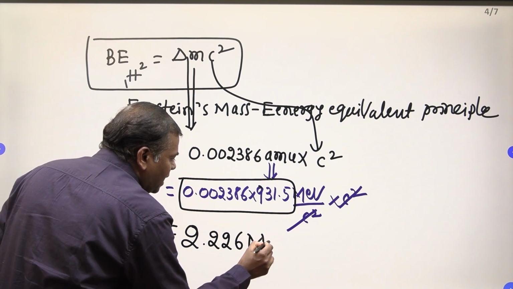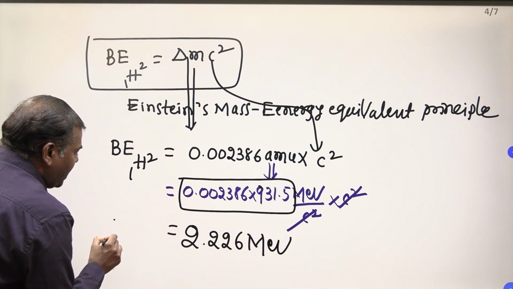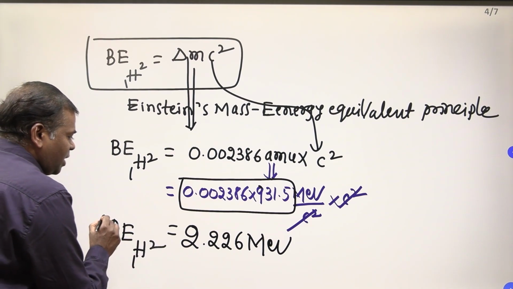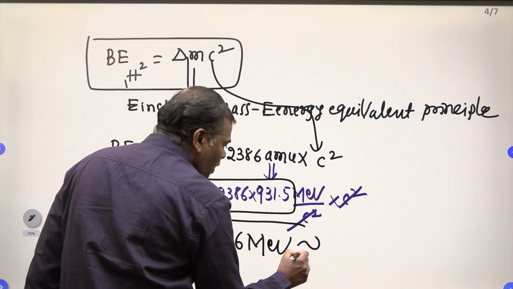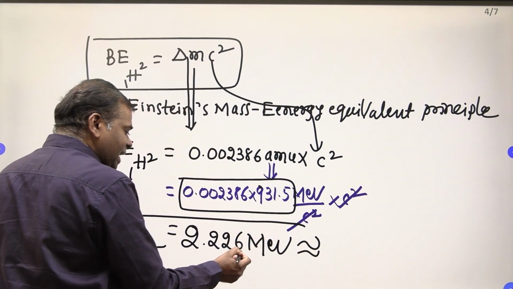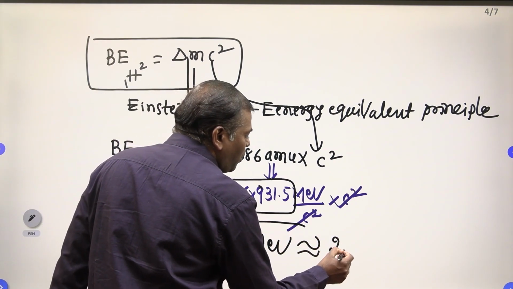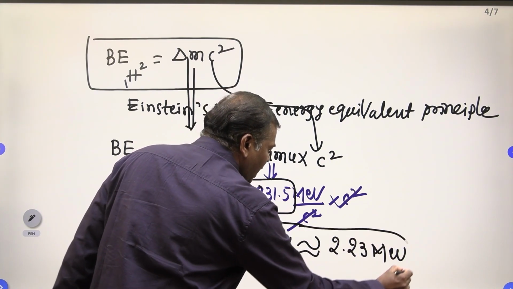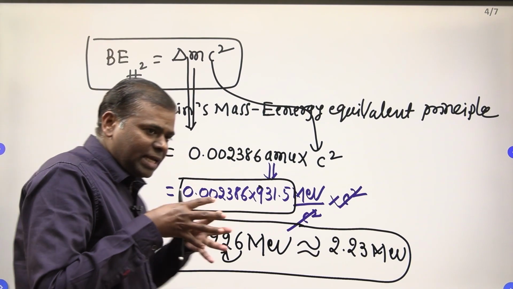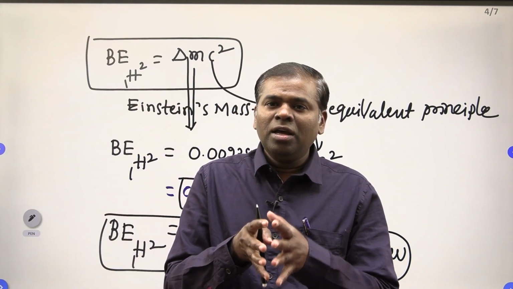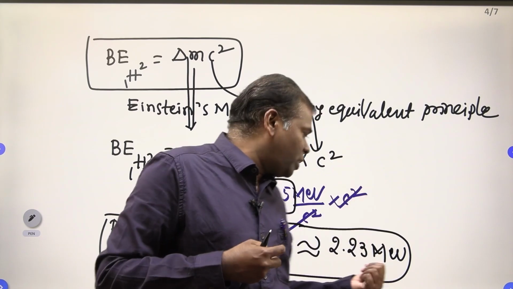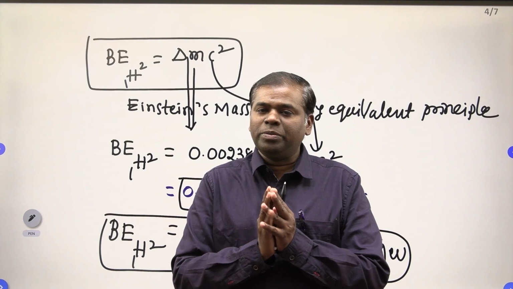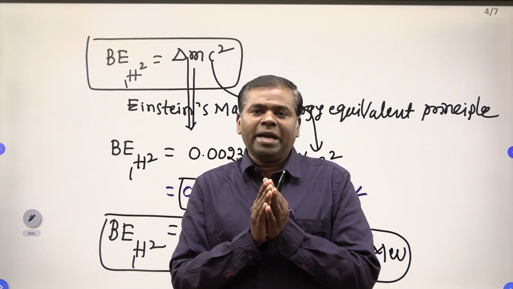You will get 2.226 mega electron volt. What is the binding energy of the deuteron? The binding energy of the deuteron is equal to, or suppose we make it a whole number, 2.23 mega electron volt, right? To break the nucleus of the deuteron, how much energy do we have to give? 2.23 mega electron volt we have to give. This is the deuteron binding energy.